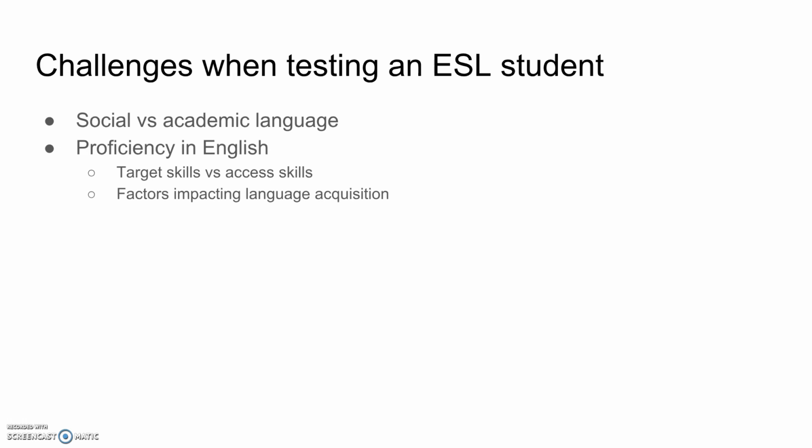There are also a lot of factors that impact their acquisition of the English language: how long they have been here, whether or not English is spoken at home, how immersed they are in English, how old they are. All of these factors impact their ability to learn and be proficient in English. And so there are alternative ways to test students for whom English is not their first language that don't involve testing them in English.